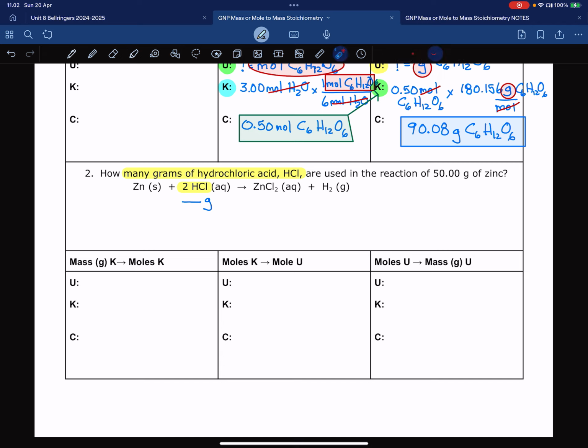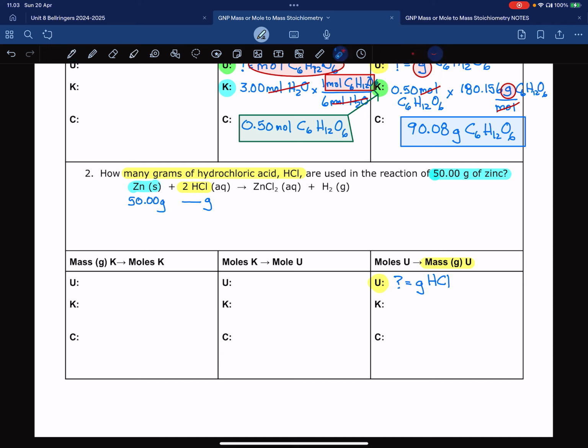Now remember, you're looking for your unknown in the last two boxes, right? So I'm looking for grams as an unknown. That's not it. That's moles of unknown. This is mass, grams of unknown. So there I am. This is my unknown. It is grams of hydrochloric acid, used in the reaction of 50 grams of zinc.